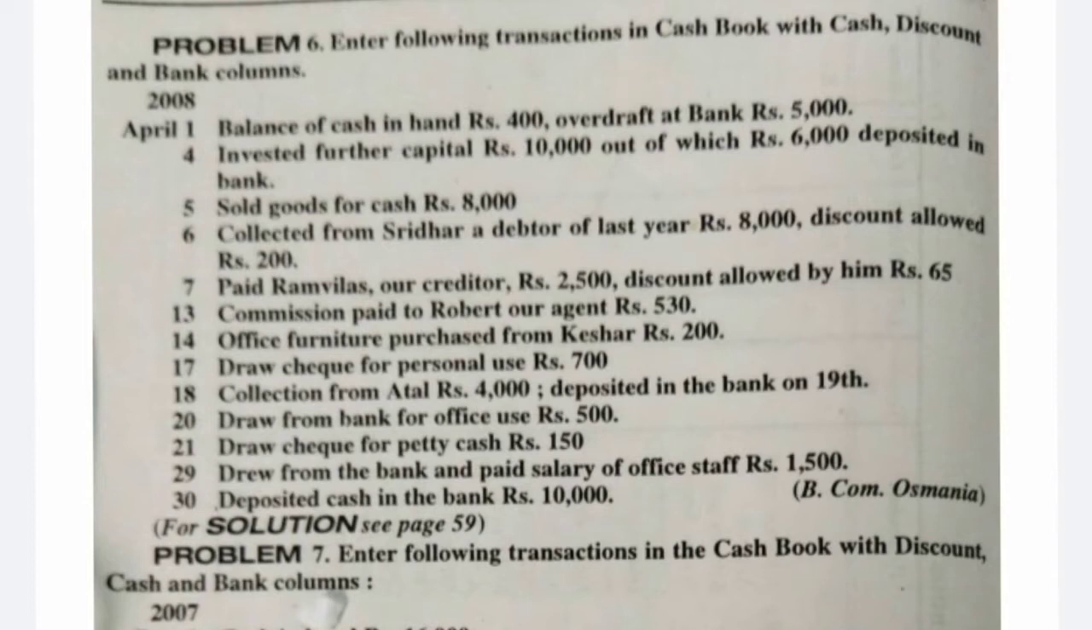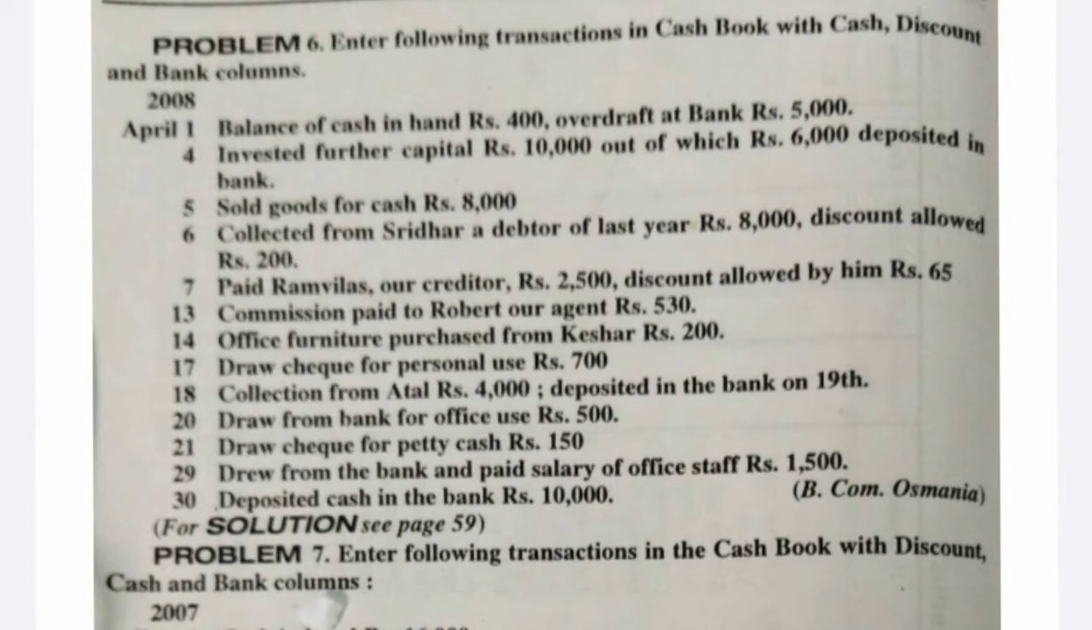Okay, next one is deposited cash into the bank. So it is the contra entry. We have deposited the cash into the bank, so bank account debit to cash account. Bank is on the debit side, so debit the bank column. So debit side bank column 10,000 and credit side cash column 10,000. It is a contra entry.